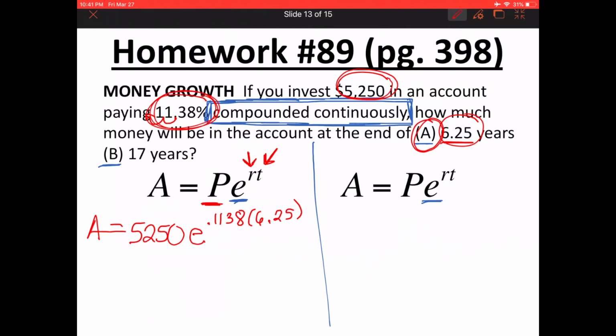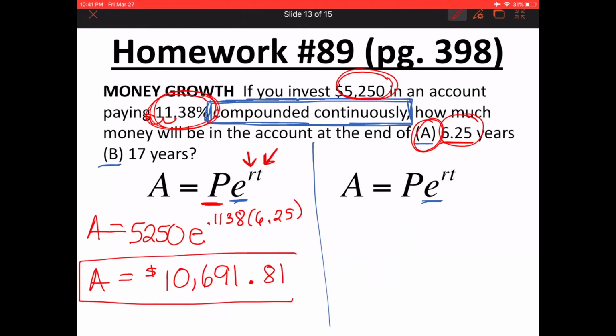So I'm just going to go ahead and put 6.25. And so if I put all of that into my calculator, 5,250 times E to the power of 0.1138 times 6.25, I end up with $10,691.81. Again, I'm going to go to 2 decimal places because I'm dealing with money. So the investment is growing. After 6 years, I have $10,000. So far makes sense, right? Your money should be growing after 6 years.